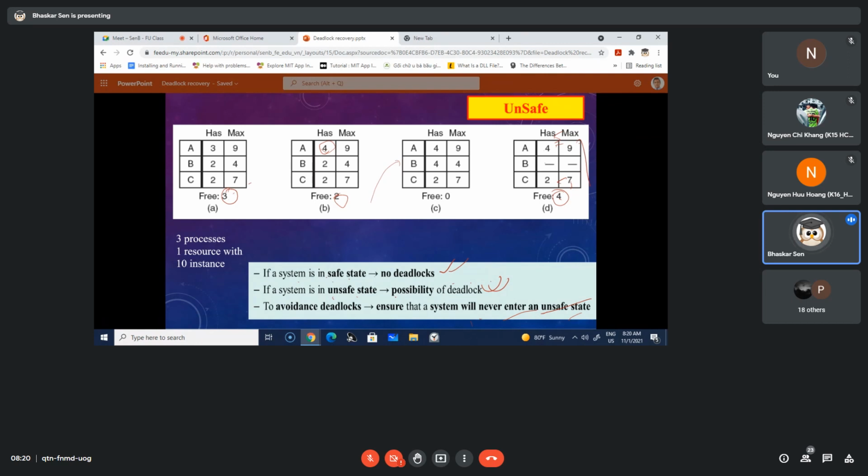So that is what we do. So we somehow avoided this one. Okay. So we have 3 processes and 1 resource with 10 instances.